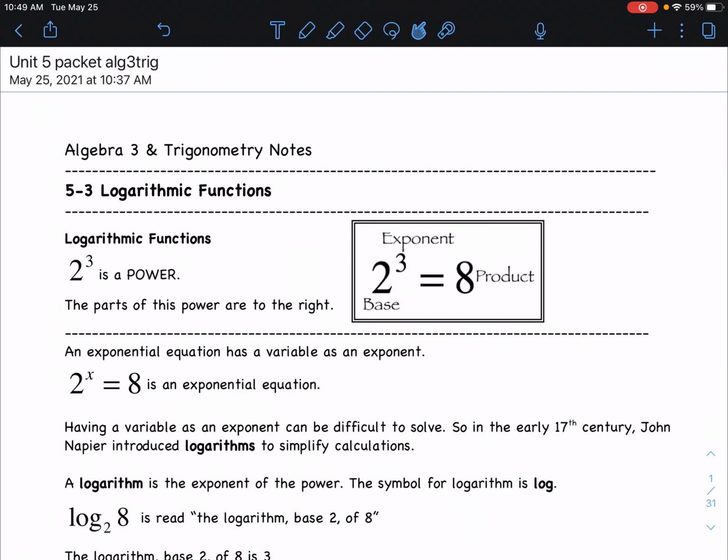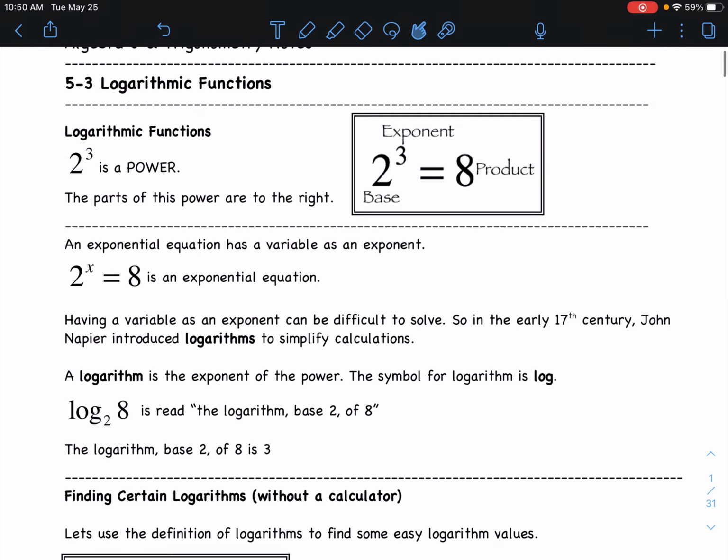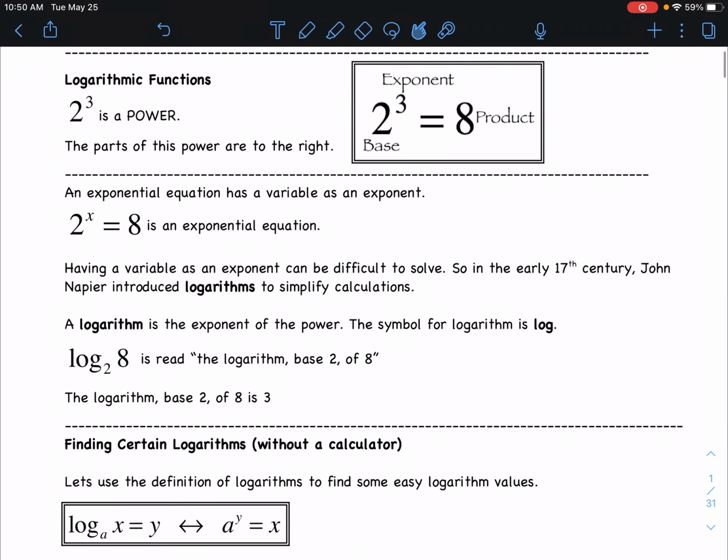Today's lesson, we're going to be talking about logarithms and logarithmic functions. We call them logs for short. So what a logarithmic function is, it has to do with exponents. So keep that in mind throughout the unit.